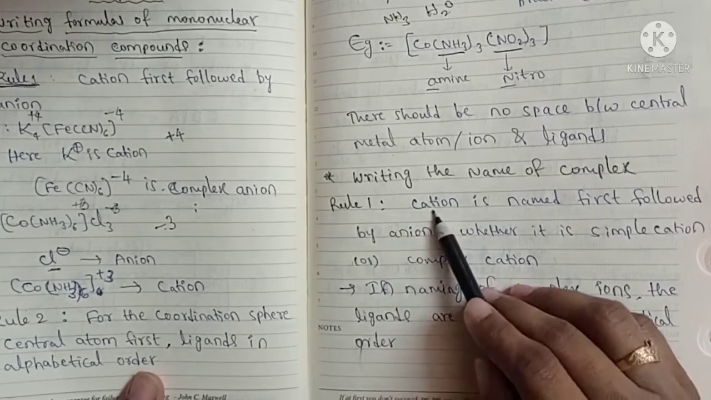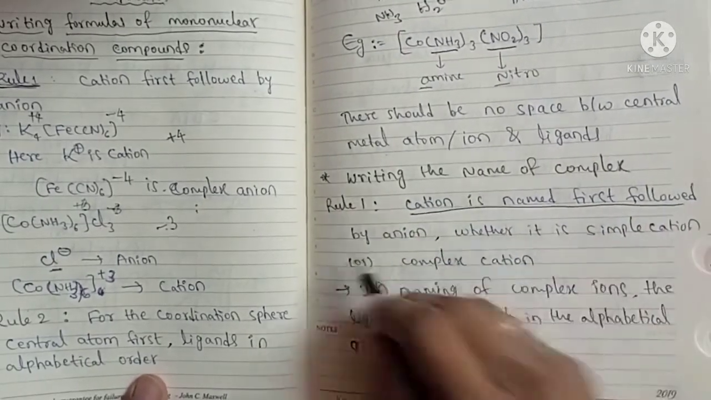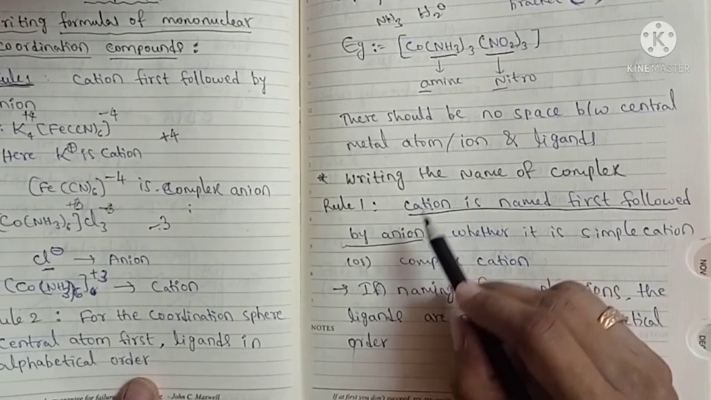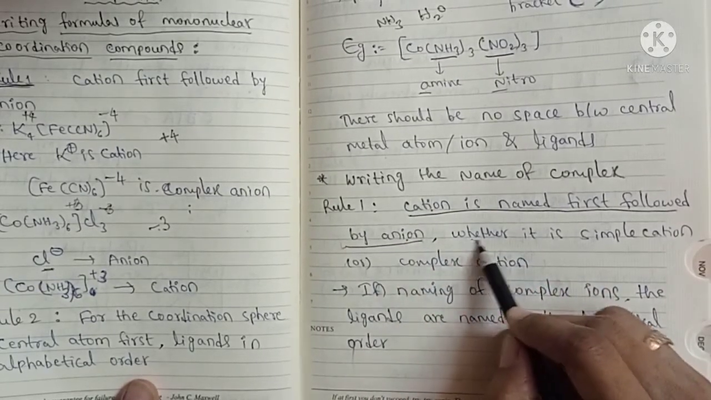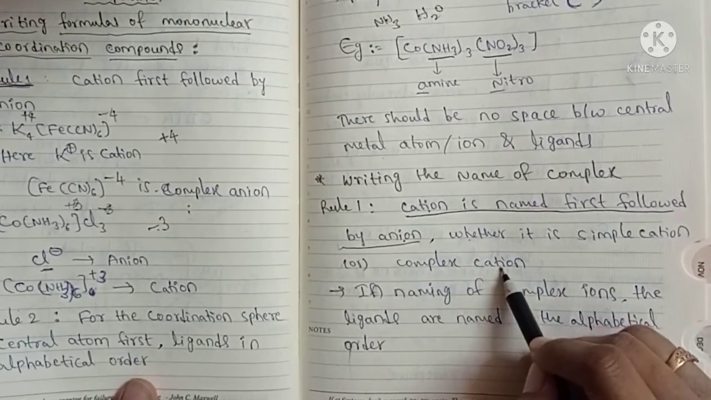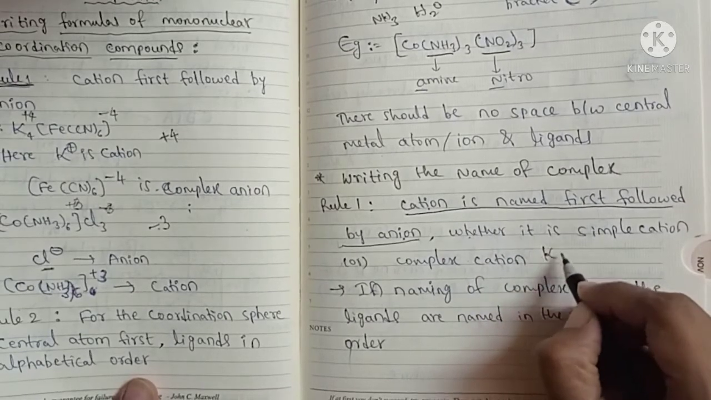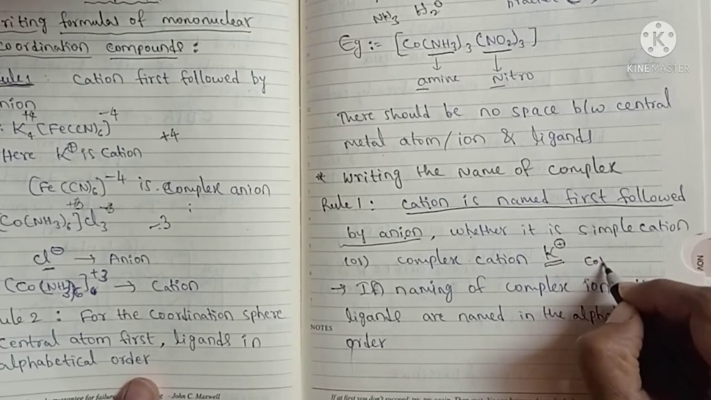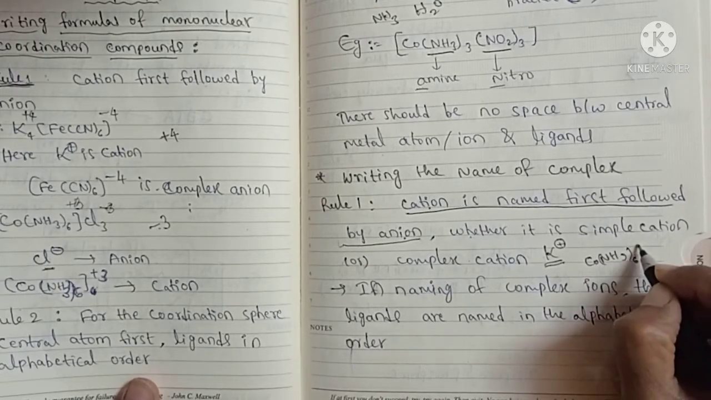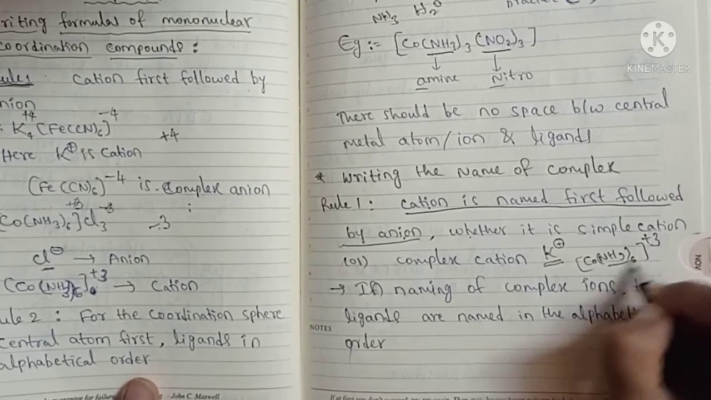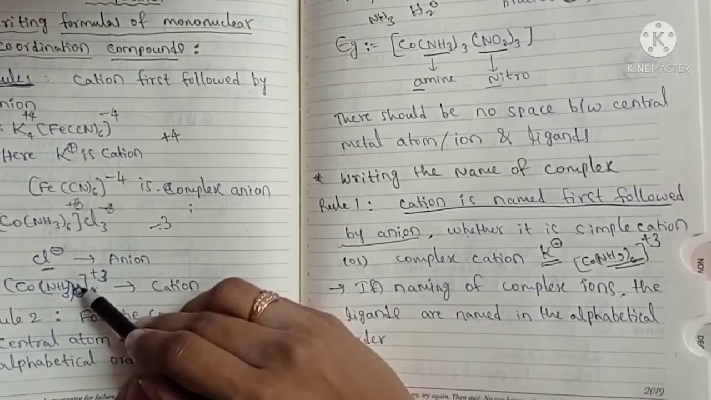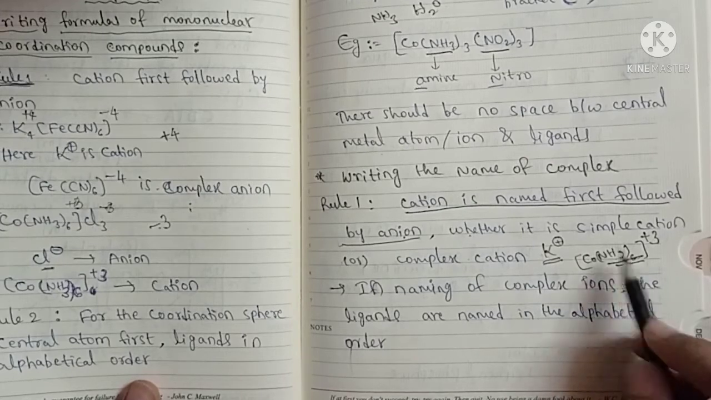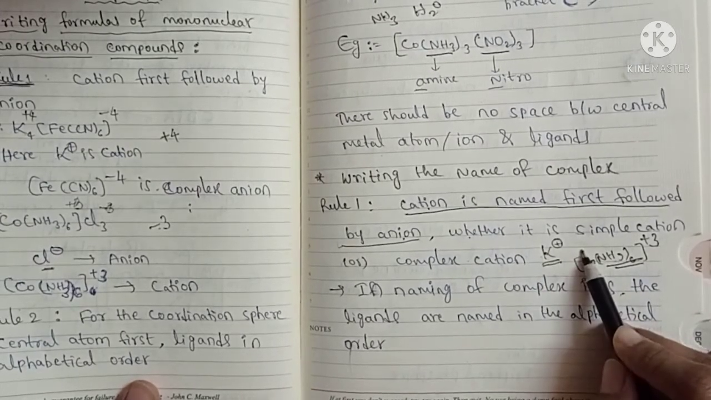So the first rule is that the cation is named first followed by the anion. Here also we have to name the compound first cation and then followed by anion, whether it is a simple cation or a complex cation. For example, potassium, K plus, is a simple cation. And cobalt hexaammine plus 3 is a complex cation. Whether simple or complex, we should name the cation first followed by the anion.